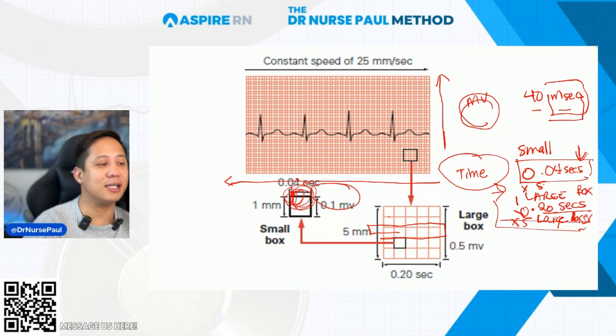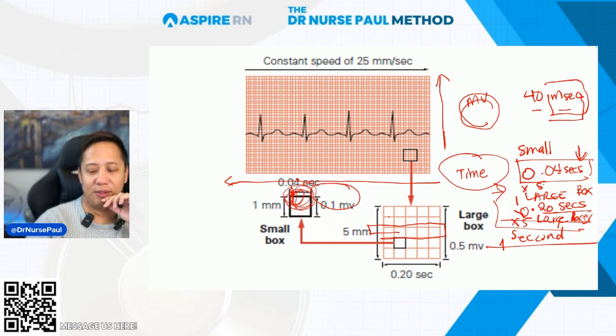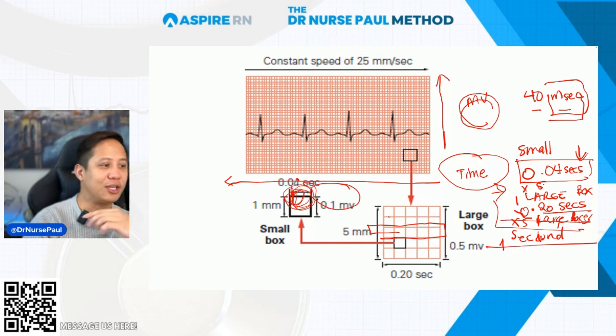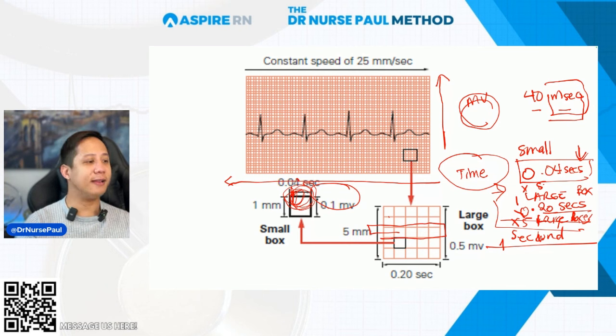Five large boxes, 0.20 becomes 1 second. And now we can easily monitor that's not double C, that's single C, guys, all right? 1 second strip, right? And now we can easily check the heart rate because we now know how many boxes are there in 1 second. You got it? Again, five large boxes is equivalent to what? 1 second. And now you can count the heart rate from that, right?